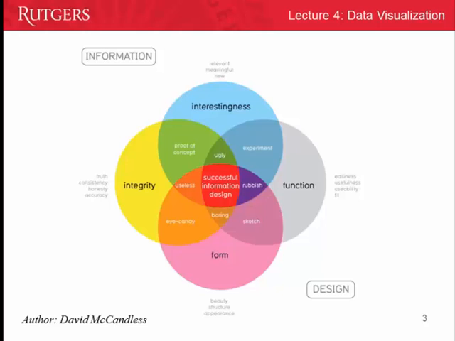So the four components of data visualization are interestingness, function, form, and integrity. Interestingness means that you should make sure that your audience cares about what you want to say. The data you present should be relevant, meaningful, and new. And integrity means that what you say should be true, consistent, honest, and accurate.